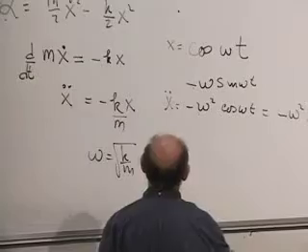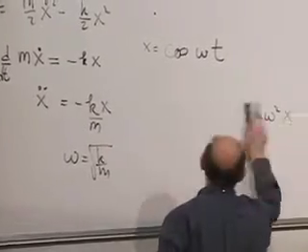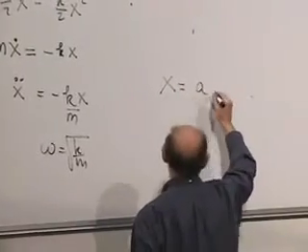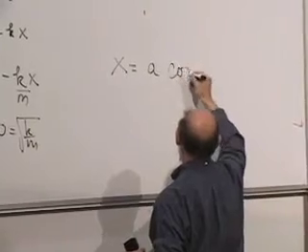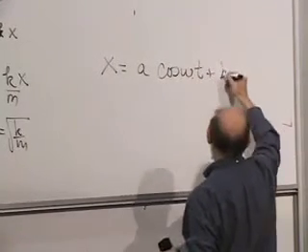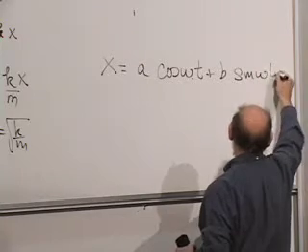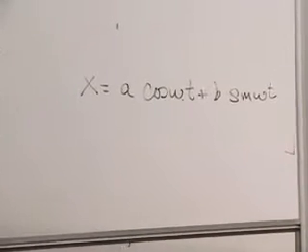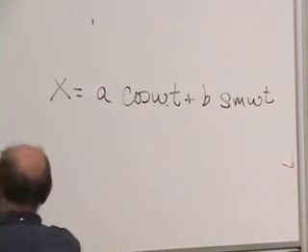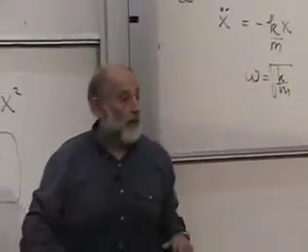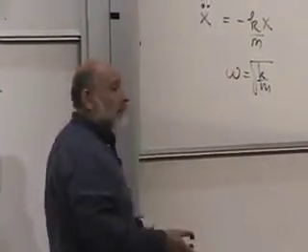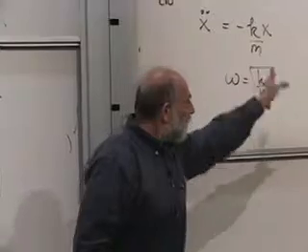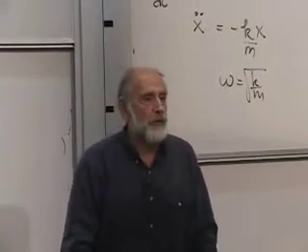In fact, it will work for any linear combination. X is equal to A times cosine omega t plus B times sine omega t. Any function of this form will satisfy this equation if omega is equal to the square root of k over m. You can check that. Each one separately does, and if you add them together, they do. Why are there two coefficients? Any A and B will work. Why are there two coefficients in the solution?